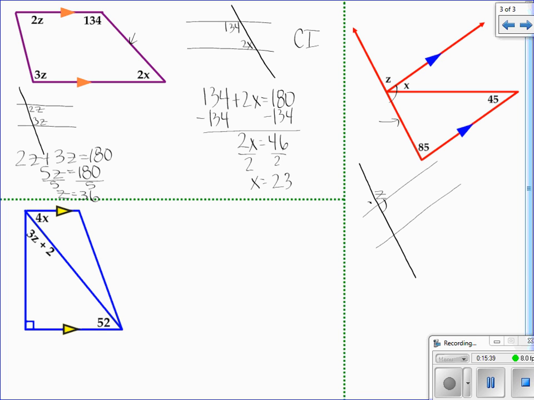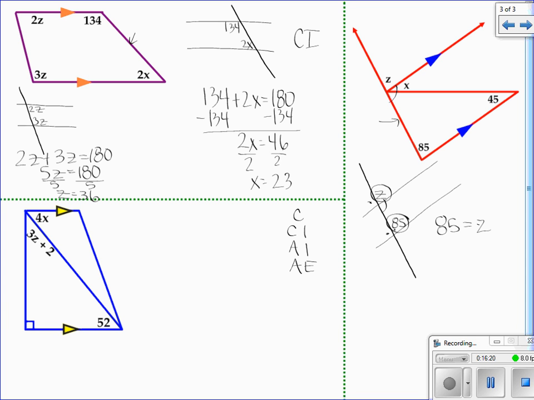So what kind of angles are Z and 85 together? Which ones are they? They are corresponding. They're in the same corner. Okay, we've got the upper right corner and the upper right corner. So are they equal or supplementary? Okay, there's no solving involved in that one. We just know that Z is equal to 85.